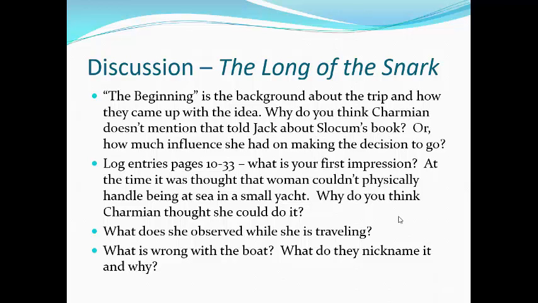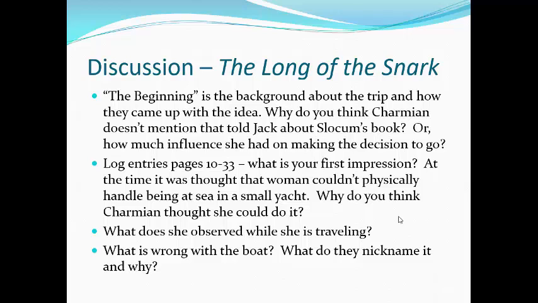Why do you think, and you'll notice that the story I just told you about how Charmian came up with the idea, you'll notice that Charmian doesn't mention that she was the one that told Jack about Slocum's book. And I want you to think about why she didn't do that. Remember, Jack London was a world-famous writer at this time, and Charmian had not published anything except for a few articles. How much influence do you think she had on making the decision to go?